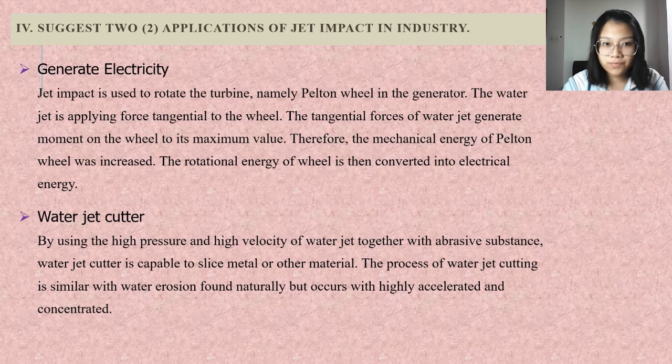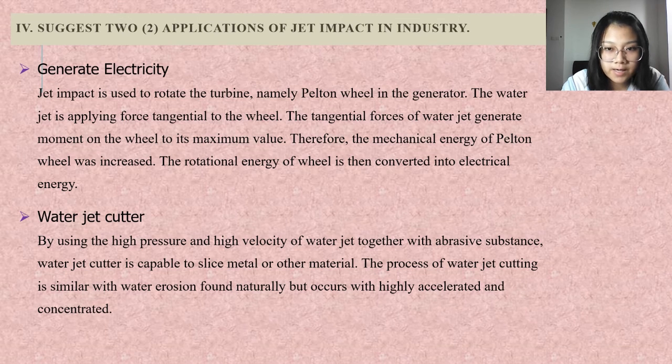Next, let's move on to question 4. Suggest 2 applications of jet impact in industry. One of the applications of jet impact in industry is to generate electricity. The jet impact is used to rotate the turbine, which we name the Pelton wheel, in a generator. The water jet applies force tangential to the wheel. This tangential force of the water jet generates a moment on the wheel to its maximum value.